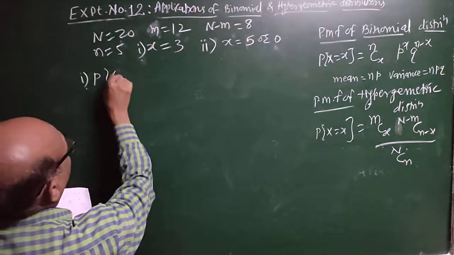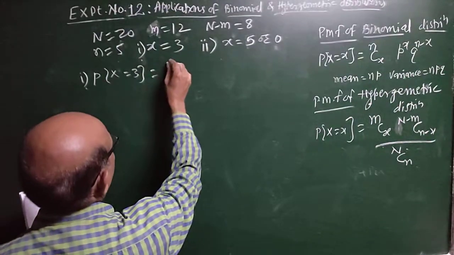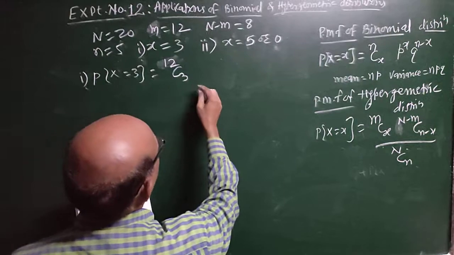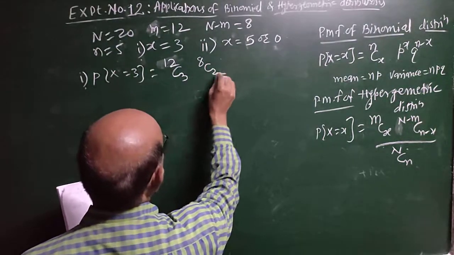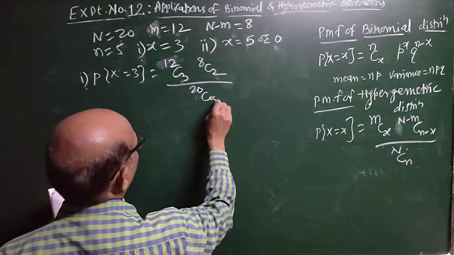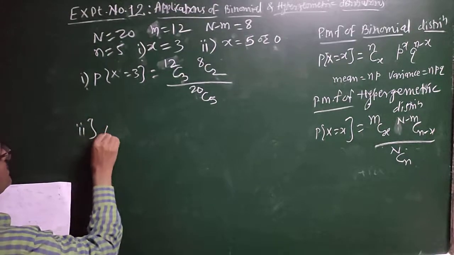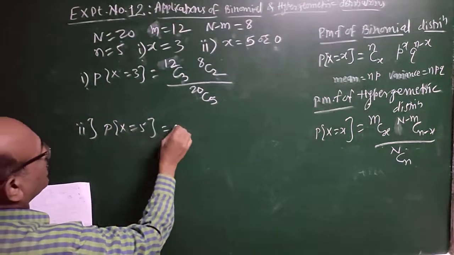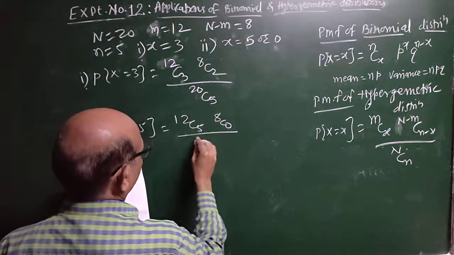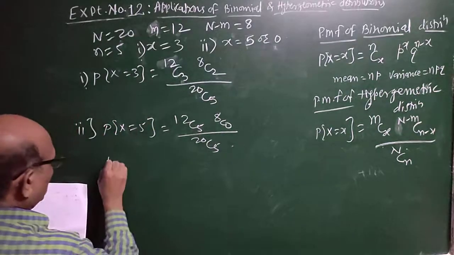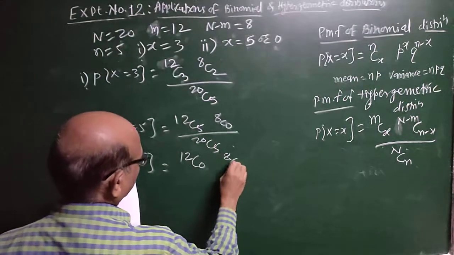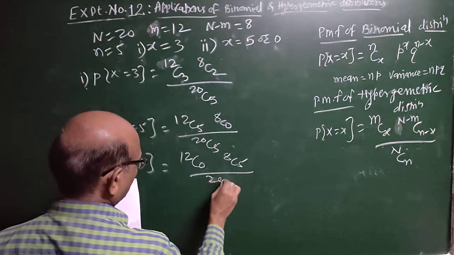First part is probability X equal to 3 you have to obtain. So M is 12, 12C3, N minus M is 8C2, because the total is 5, divided by capital N is 20, small n is 5, 20C5. This is your first part. Second part is probability X equal to 5: 12C5, 8C0 divided by 20C5, and probability X equal to 0 also you have to obtain: 12C0, 8C5 divided by 20C5.